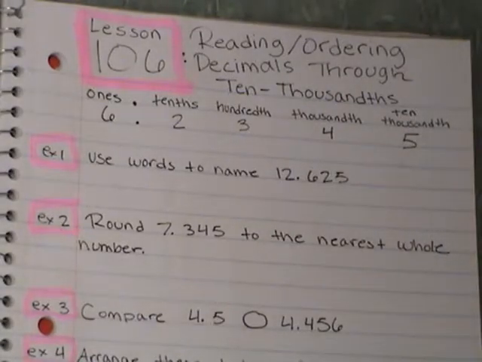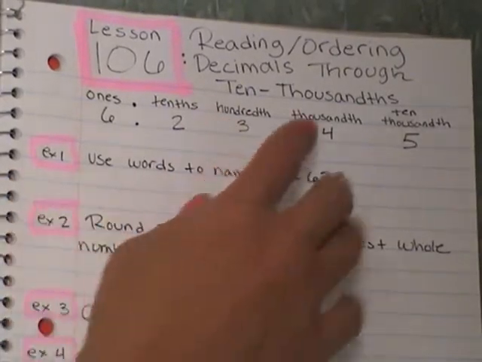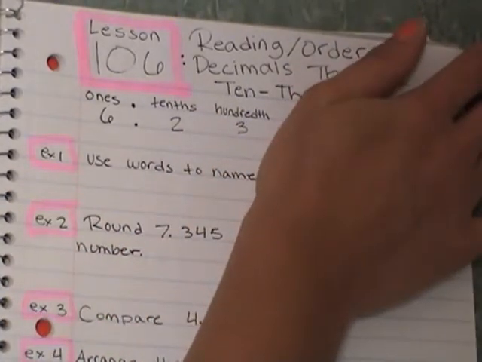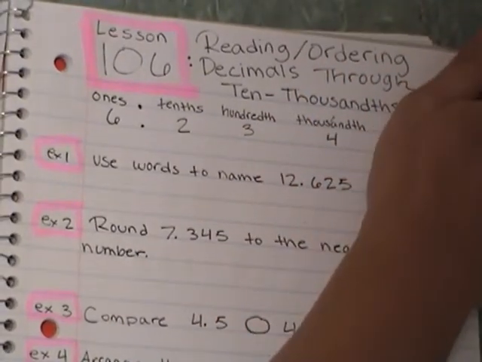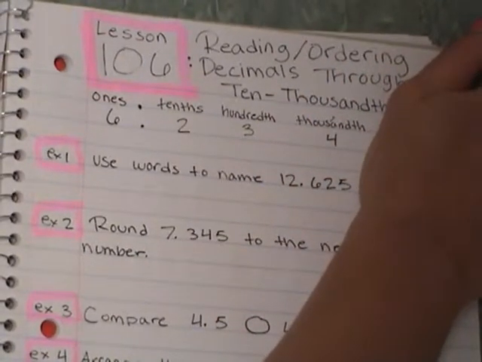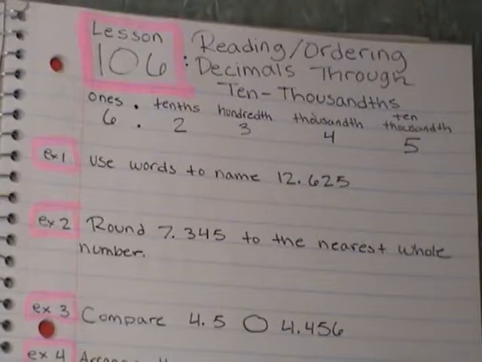You always read the number before the decimal, and then you say "and" when you get to the decimal point, and then you read the decimal, and you add the last word for whatever place it's in. So if I had right here, I would say 6 and 23 hundredths, or I would say 6 and 234 thousandths. And then if I had my full number like that, I would say 6 and 2,345 10,000ths.